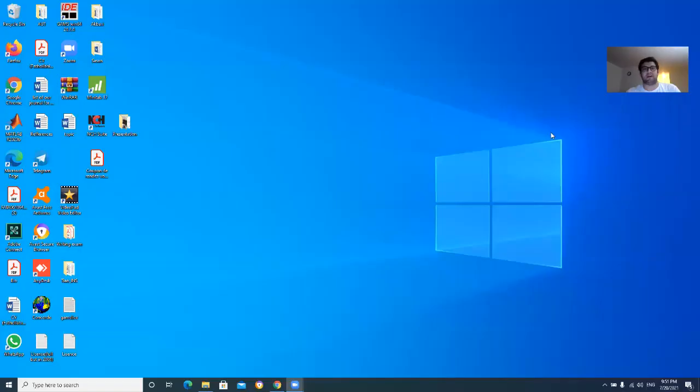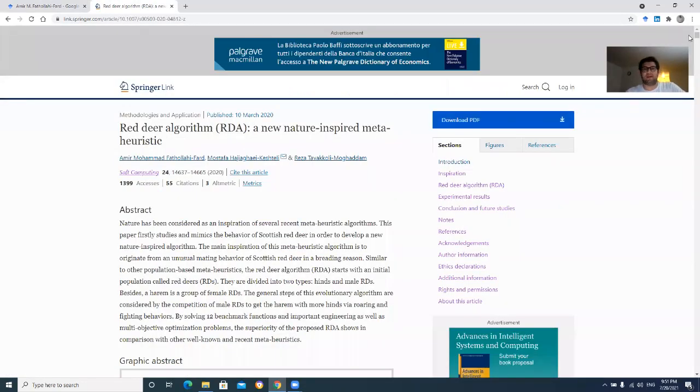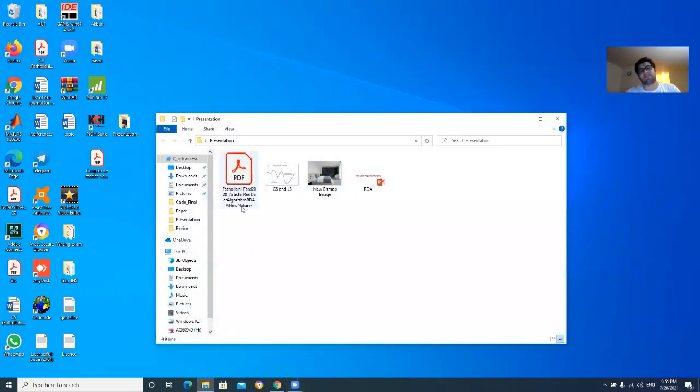So let me share my screen. In this section, I would like to talk about my new algorithm. My new meta-heuristic name is Red Deer Algorithm, a new nature-inspired meta-heuristic. It is published in Soft Computing Journal, and it is available online. We want to discuss the paper, this presentation, and something other else.